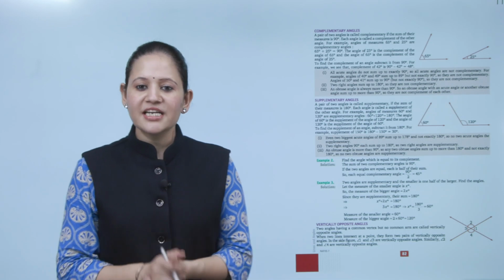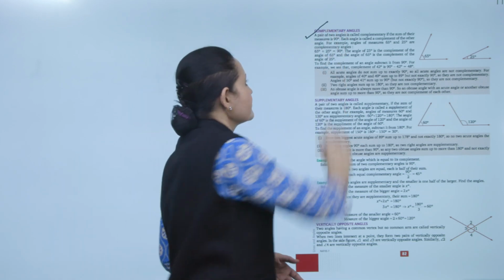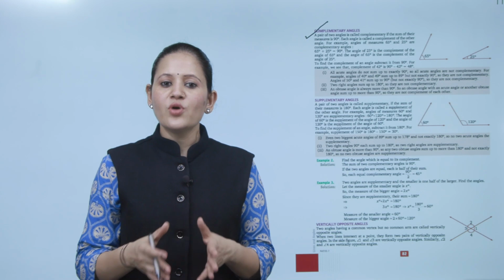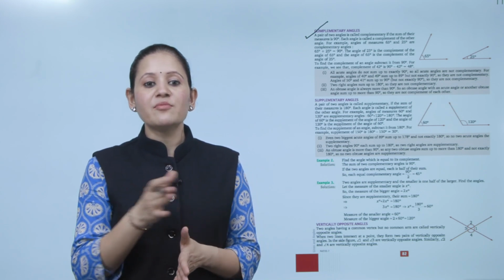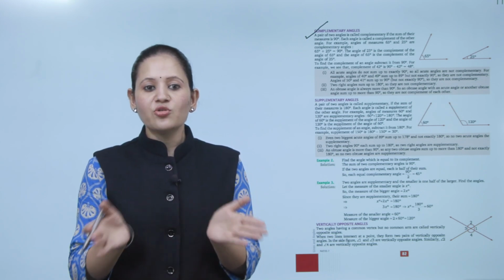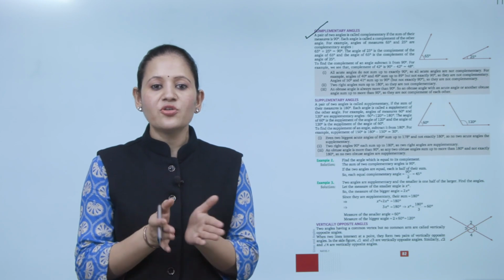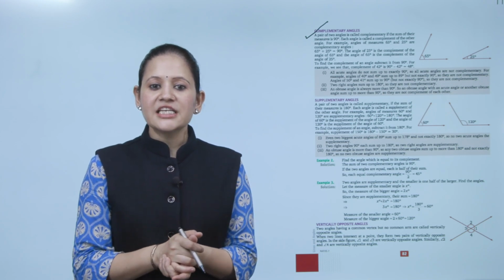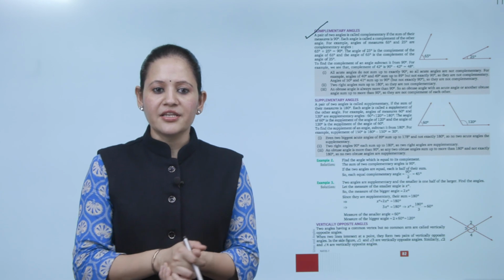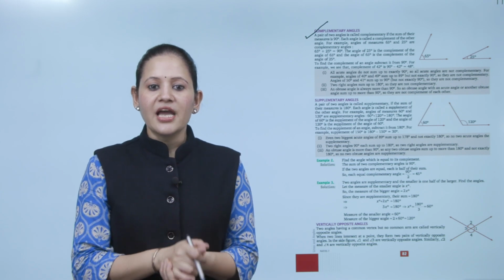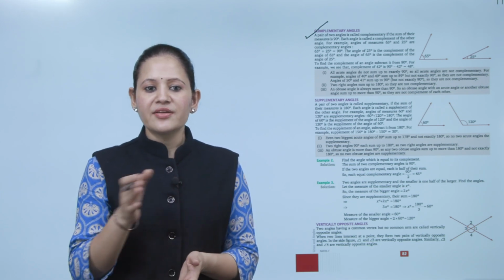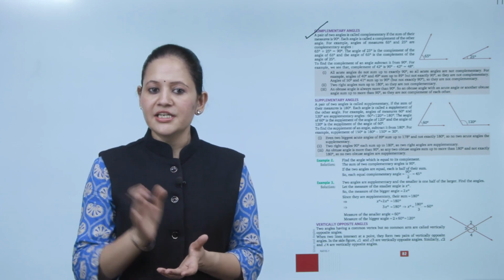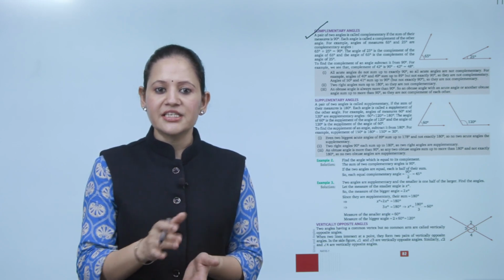Next is complementary angles. A pair of two angles is called complementary if the sum of their measures is 90 degrees. If the sum of two angles is 90 degrees, they are called complementary angles. Each angle is called the complement of the other angle. For example, angles measuring 65 degrees and 25 degrees are complementary angles. Total how much? 90 degrees, 65 plus 25 is 90 degrees.